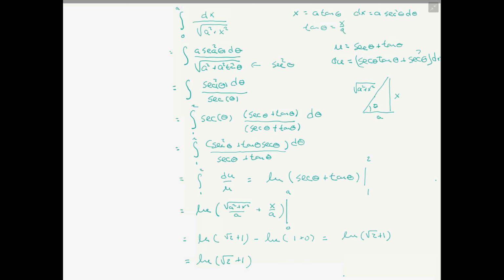Yeah, because this is a division here. This really stands for ln of the square root of 2 plus 1 over 1, because ln of the square root of 2 plus 1 minus ln 1 is just a division by 1, so this is the answer, the full answer.